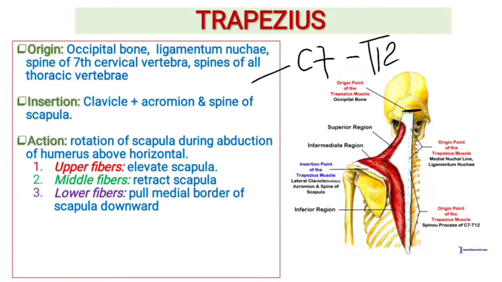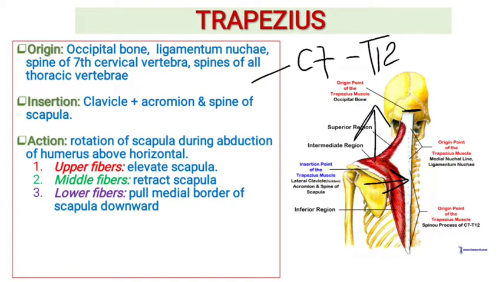So its action, it has 3 fibers. You have an upper fiber, which is essentially from your occiput to your insertion site. So the upper fibers of your trapezius generally elevate your scapula. So they pull the scapula upward. You also have a middle fiber. So the middle fibers coming from the thoracic region until the insertion site pull your scapula medially.